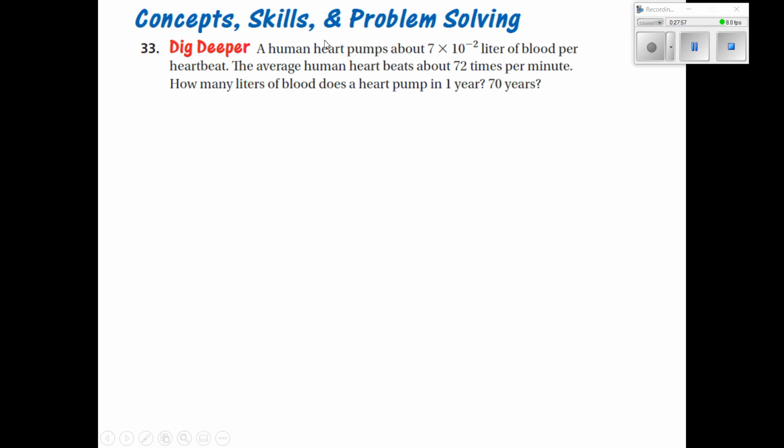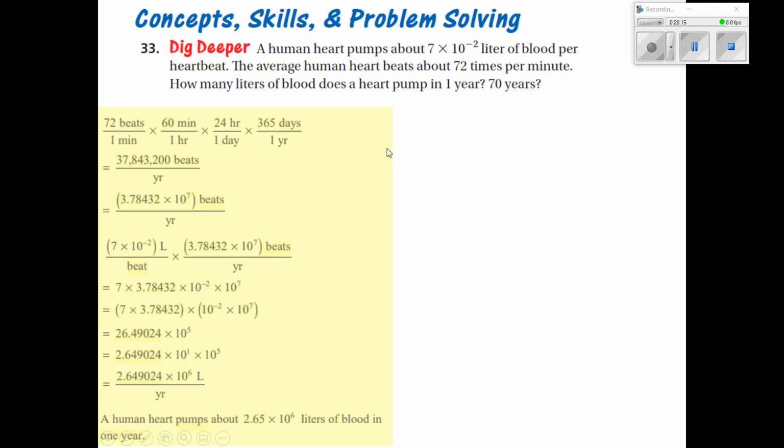Human heart pumps about 7 times 10 to the negative 2 liters of blood per heartbeat. The average human heartbeat is about 72 times per minute. How many liters of blood does the heart pump in 1 year? And then in 70 years, wow. So in 1 year, we'll do that one first.